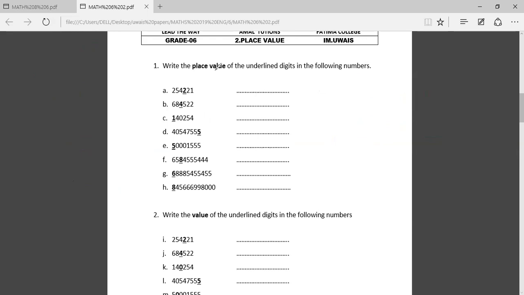Write the place value. Have you studied place value? Place value means the value of the position of a digit. What is the place value of this five? You have studied ones, tens, hundreds. You know?